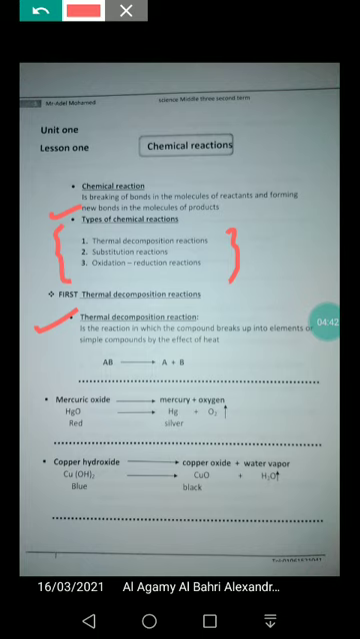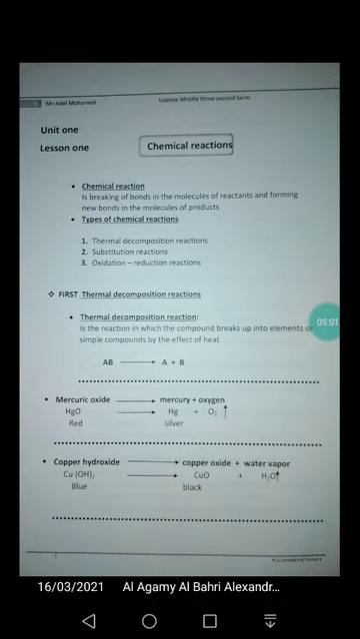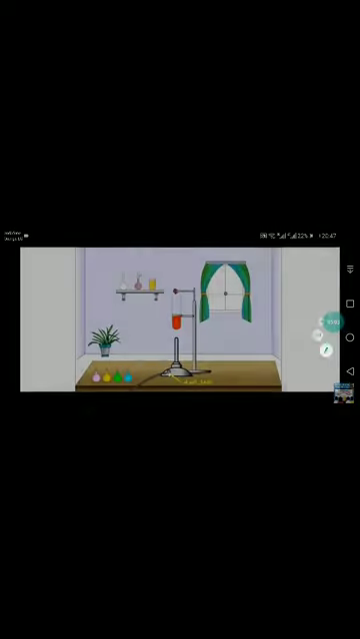Like the example which we will study in this reaction, a compound which is called mercuric oxide. Mercuric oxide decomposes by the effect of heat into mercury and oxygen. It changes from red color to silver color, and the oxygen gas evolves.